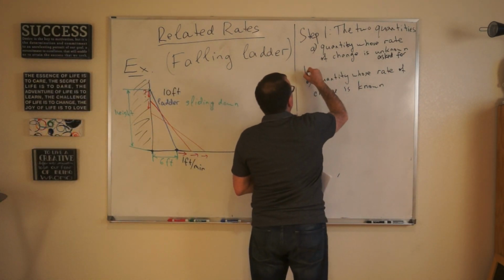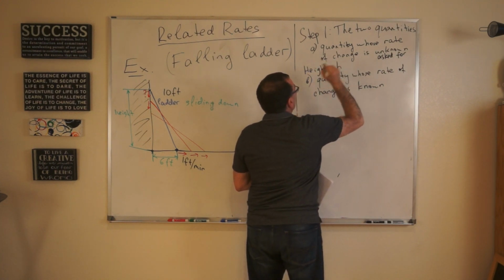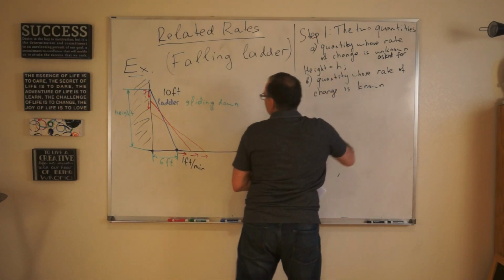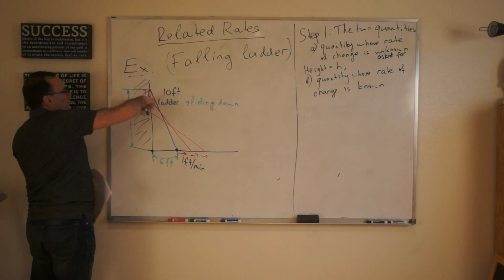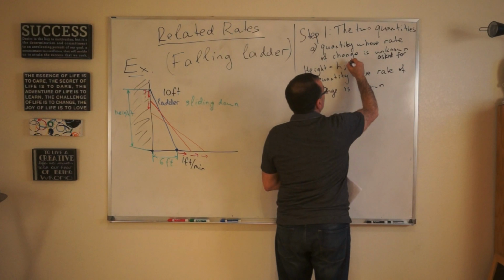So it's height, and height is typically denoted by h. And once again, the speed at which this point moves down is exactly the rate of change of height, and that's exactly the derivative, which is h prime, and this is the unknown.